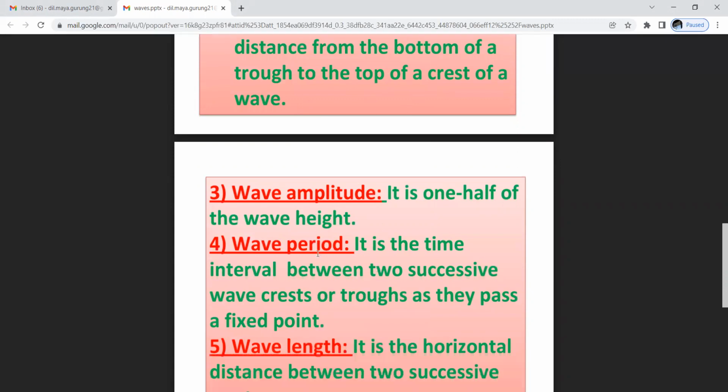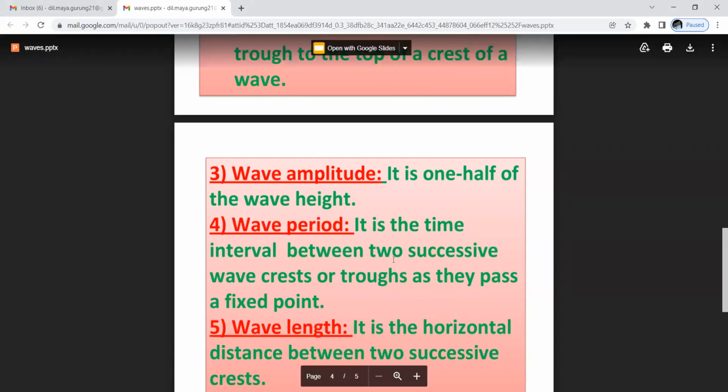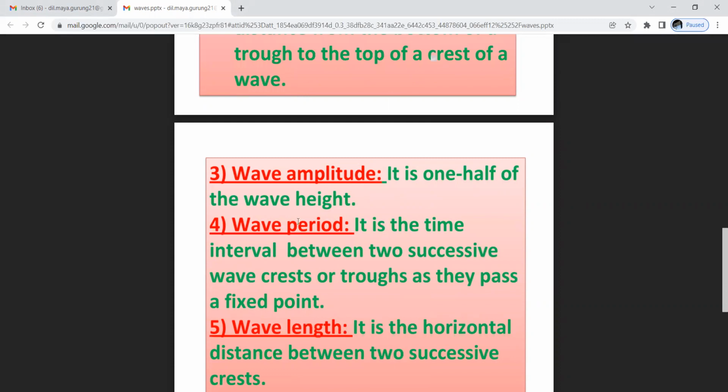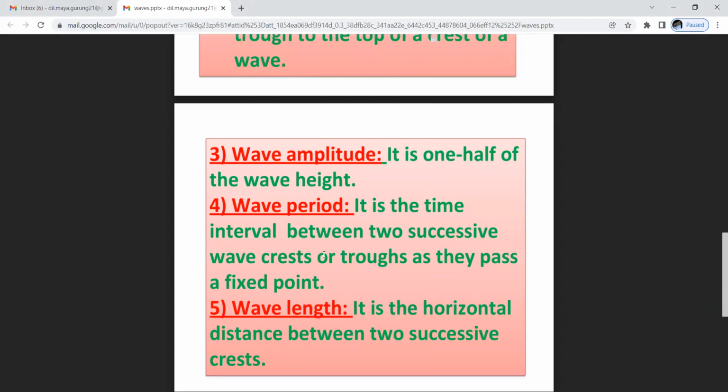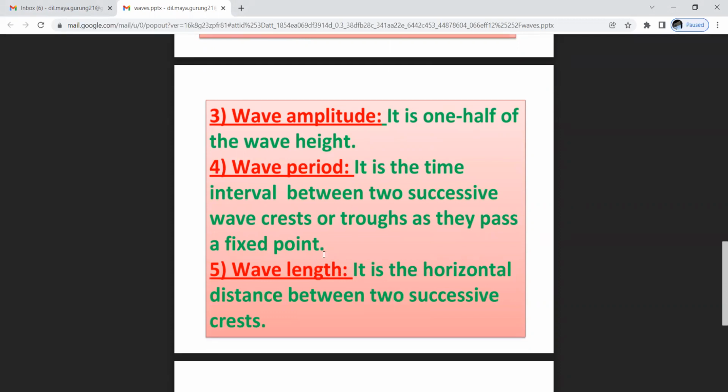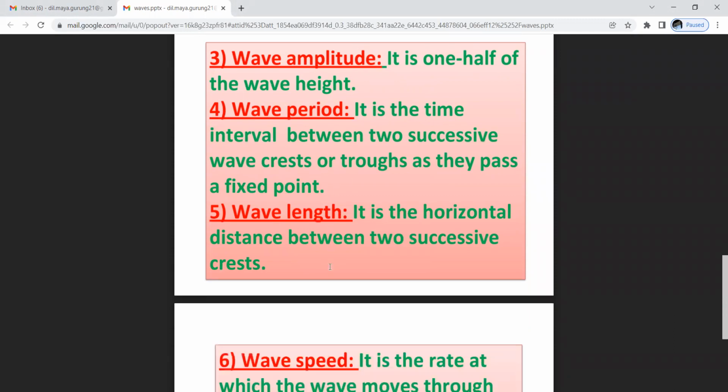Next we have wave period, which means the time difference between two crests or two troughs. So that is the wave period. And length we have discussed before, the distance between two crests is the wavelength.